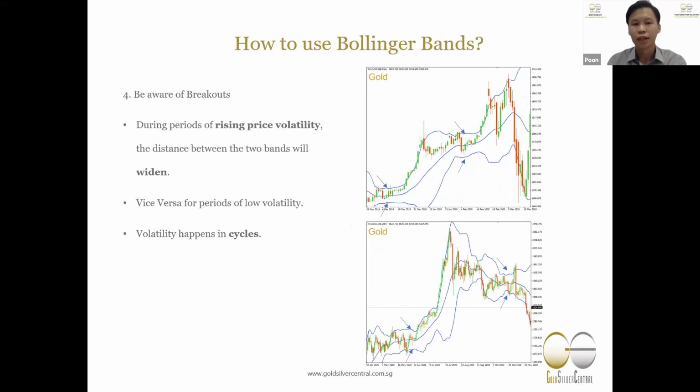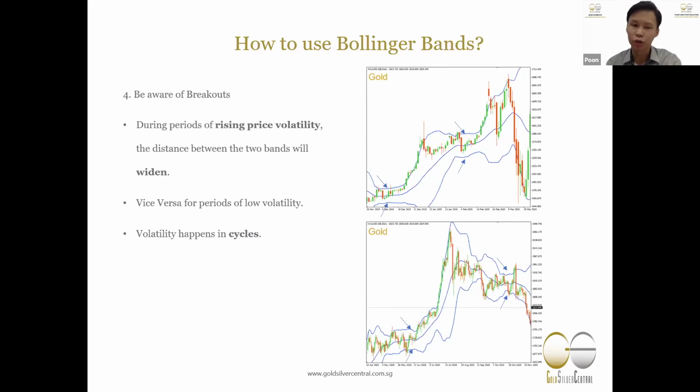Okay, I said just now that Bollinger Bands measure volatility. So how do we derive that? Simple. When the Bollinger Bands expand and widen from each other, it means the volatility in the market is rising. Same thing for the opposite. When two bands are contracting and shrinking towards each other, it means the volatility in the market is falling. So what can we do with this information? A lot of things happen in cycles. Same for volatility. Volatility happens in cycles.